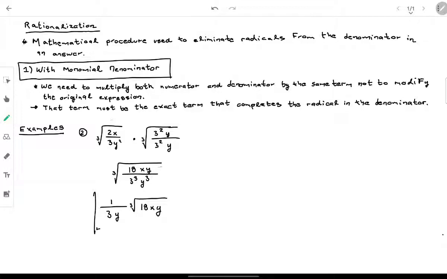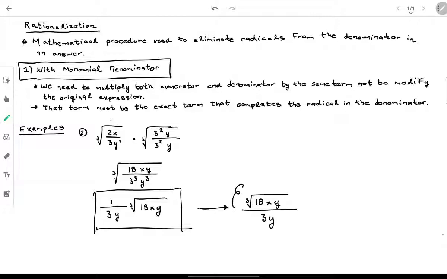So remember, this one can be an answer, or somebody else can put it as the cubic root of 18xy, all of it divided by 3y. So the idea is very simple, and it's the same on every exercise. We need to complete the root that is on the denominator. In this case, it was a cubic root.